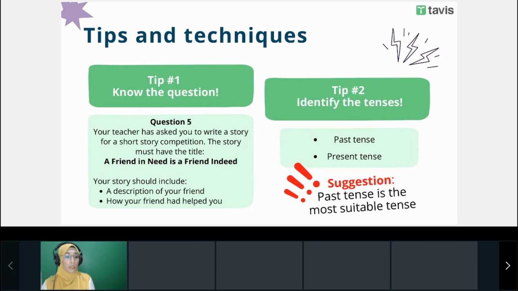So think about, who is this friend of yours? Is it a she? Is it a he? Provide a description of your friend and how your friend had helped you. How did he or she help you at that time? When it comes to a description of your friend, just come up with a very simple, basic idea about how he looks. Maybe you can talk about his appearance, or his or her personality.